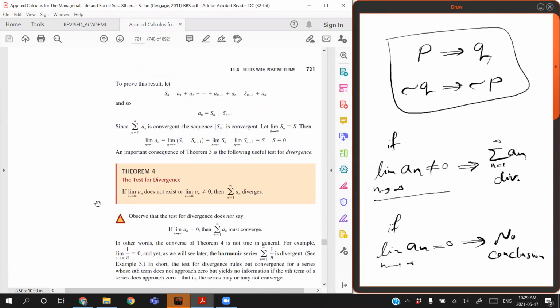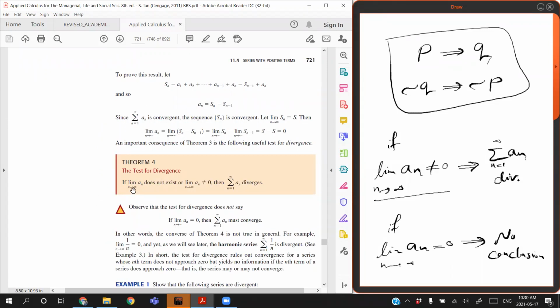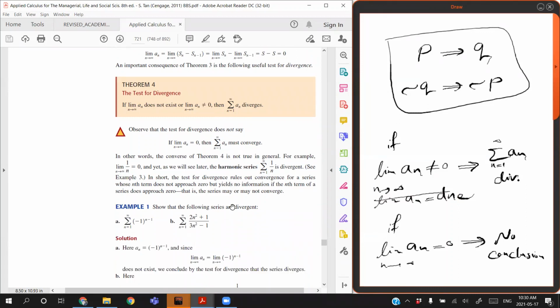So let me give you some examples. Okay, yeah, this is the theorem. If the limit does not exist, or if the limit is not equal to 0, so it could also not exist, then you know that the series diverges. So I have to add it here. If this limit is not equal to 0, or if this limit of a_n does not exist, in both cases, you know that the series is divergent. So let's take a look at these two examples here.